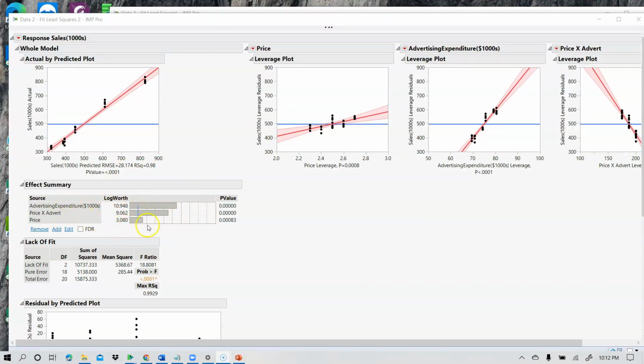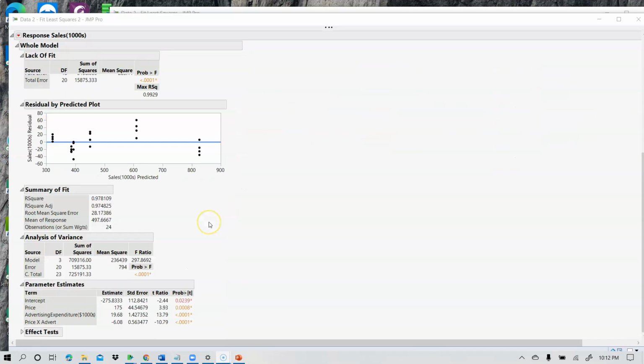In fact, the LogWorth tells us the relative importance of each of these columns, and interestingly, the interaction effect has a stronger LogWorth than just price by itself. The second thing to notice is that the adjusted R-square for this model is 0.97, whereas the adjusted R-square before was 0.84. So including the interaction term has definitely improved the goodness of fit of this model. And now let's examine the results.